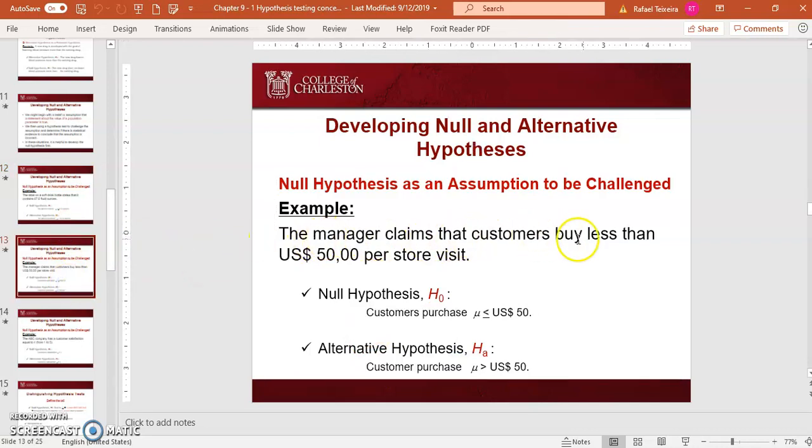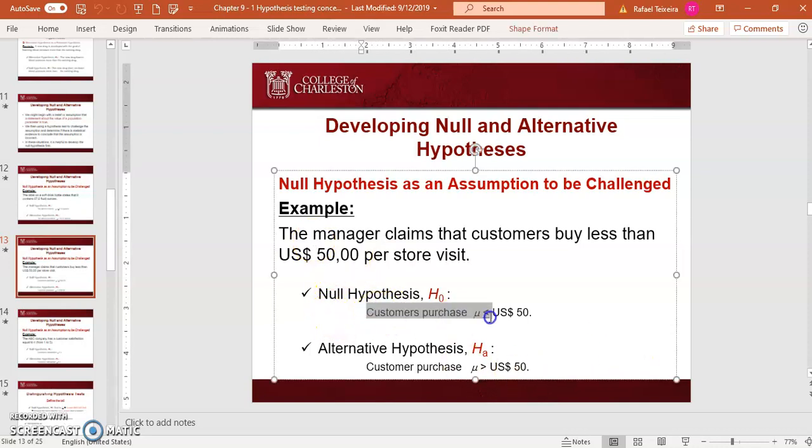The manager claims that customers buy less than $50 per store visit. So let's say that's very common. The manager says that customers don't buy too much; they buy less than $50. Okay, this is what he believes. That's what he thinks is the true nature of affairs. So that's the null hypothesis. The challenge is no, they buy more.